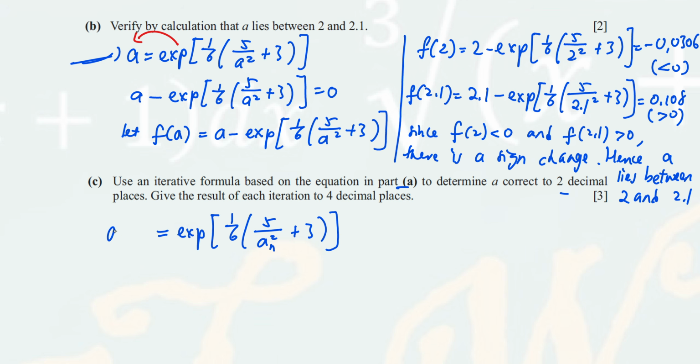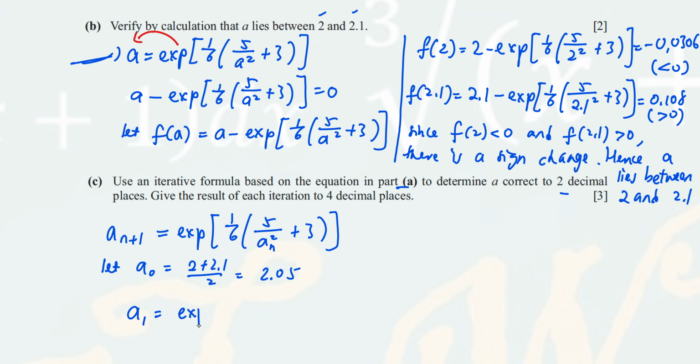So I will write a_{n+1}. And now, in the previous part, we have shown that the A lies between 2 and 2.1. So you can let your initial A be any value in between 2 and 2.1, or probably you can just take 2, 2.1, or the middle, which is 2.05. Okay, so I let my A naught be (2 plus 2.1) divided by 2. So I start with the middle. That is 2.05. So now I'm going to use that to get the A1.